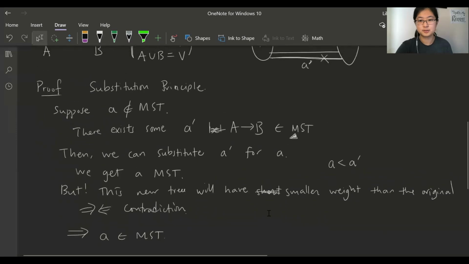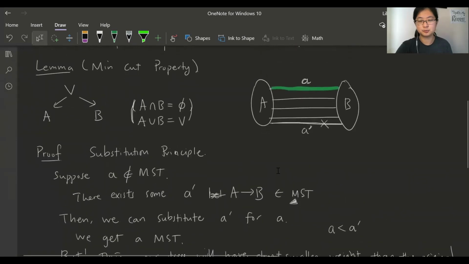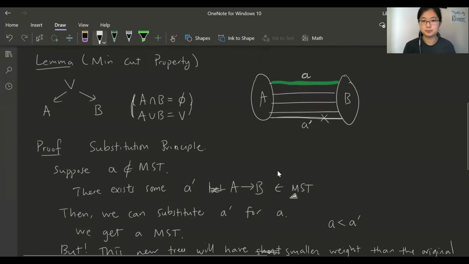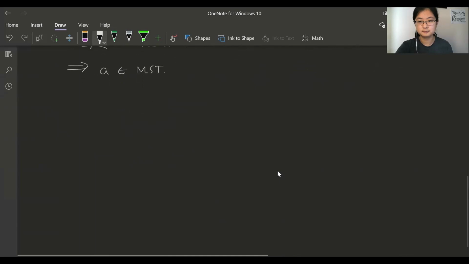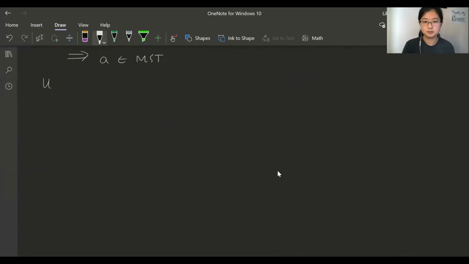Okay, so this is the min-cut property. It's proven a little bit sloppily, but just remember that if you divide all the vertices into two groups, A and B, and take all the edges in between them, then the shortest edge in that set is always in a minimum spanning tree. Okay. All right. Now using this, we will prove Prim's and Kruskal's.